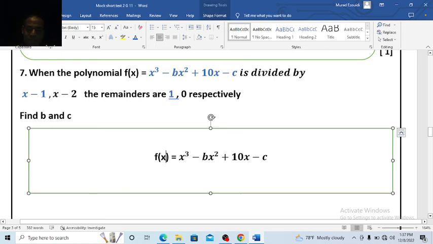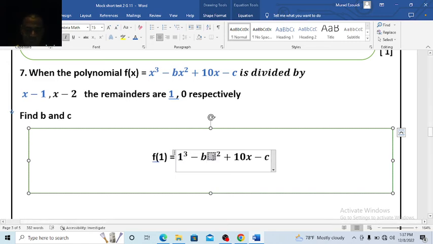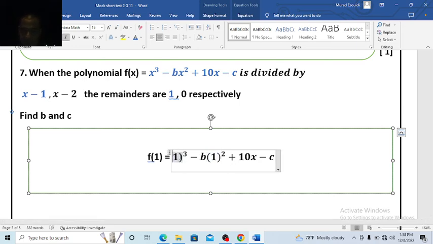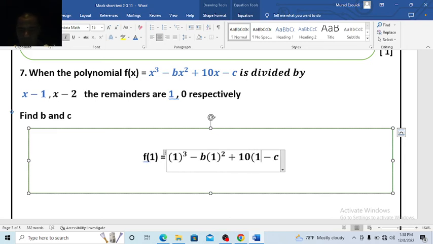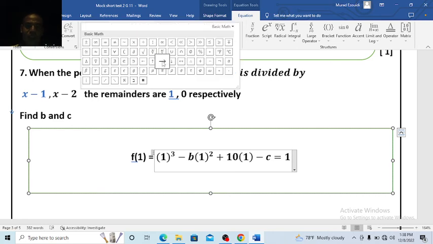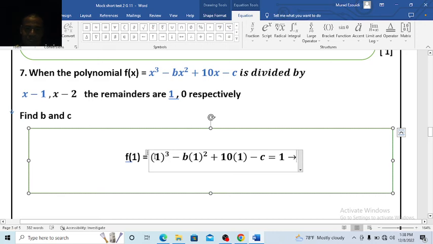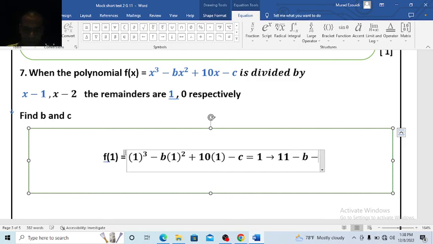I replace x by 1: 1 to the power 3, minus b times 1 squared, plus 10 multiplied by 1, minus c, equals the remainder, which is 1. Therefore, I will now continue solving. 1 minus 1, this is 1, minus b plus 10. 1 plus 10 is 11. Then I will write 11 minus b minus c equals 1.